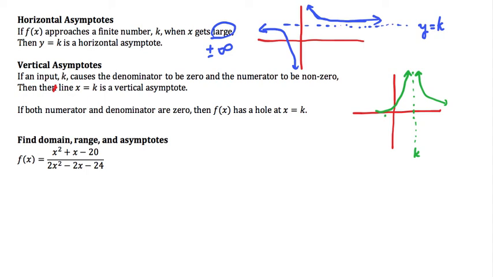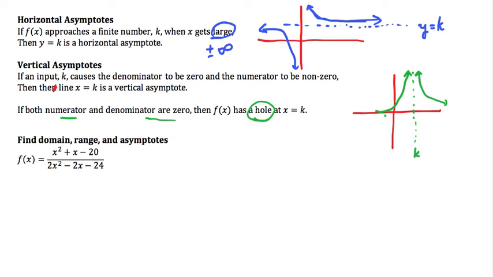And algebraically, we can identify the vertical asymptote as the place where the denominator is 0 and the numerator is non-zero. If the numerator and denominator are both 0, then f of k has a hole. We'll talk about what a hole means in a minute. So let's just attack this problem here, and then we'll reference our previous definitions.